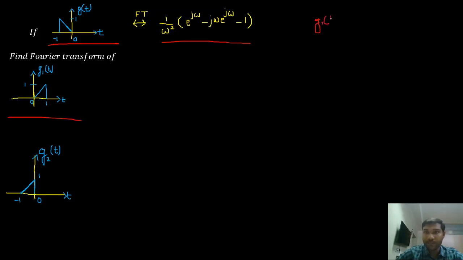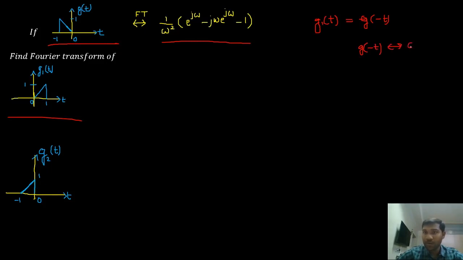g1 of t is equal to g of minus t, right? We are just folding g of t. So whatever is on the left side will come onto the right side. So that is the same thing here, g1 of t. So what will be the Fourier transform for time reversal when you reverse it? So g of minus t, what will be the Fourier transform?